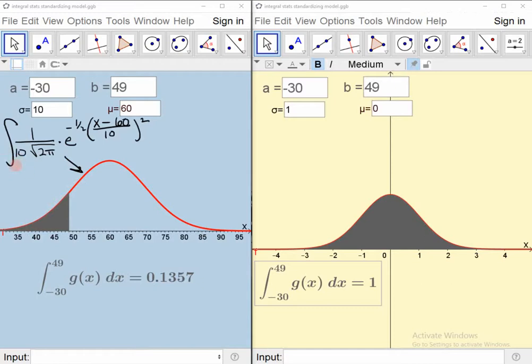And we would go from, in this case, negative infinity. Now my tool only lets me go to negative 30, but negative 30 does basically the same thing that negative infinity does for us. And up to 49. So we would have to integrate that formula, which is very difficult in calculus, come up with what the definite integral looks like, then evaluate it at 49 and at negative infinity, and subtract those two values, okay?